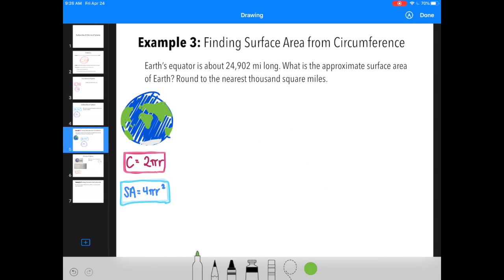All right, let's do another example. Okay, this is why I wanted to review circumference, because you will see problems like this. How do you find the surface area if you were provided the circumference? All right, so the Earth's equator is 24,902 miles long. What is the approximate surface area of the Earth? Round to the nearest 1,000 square miles.